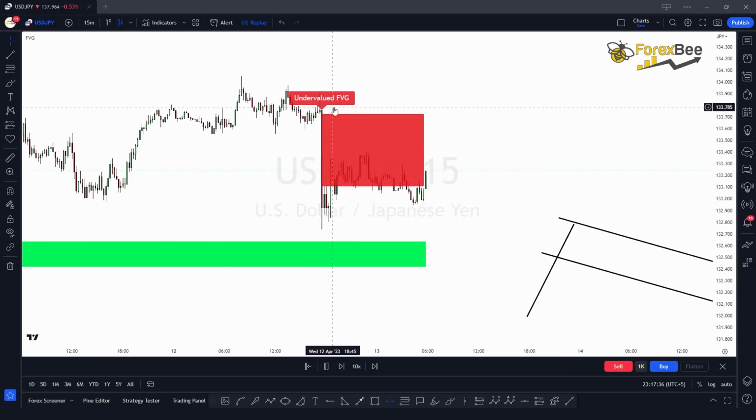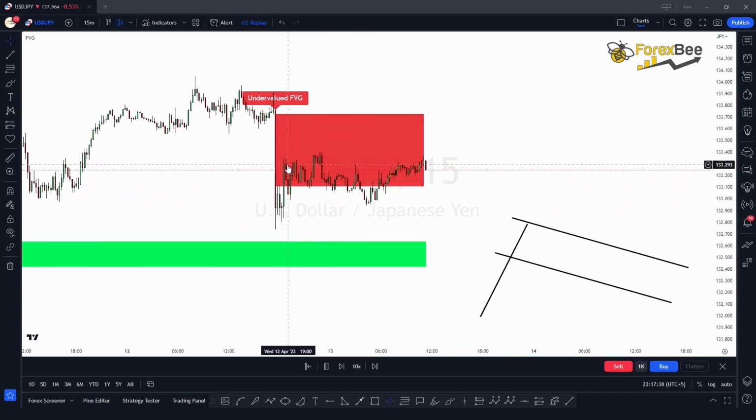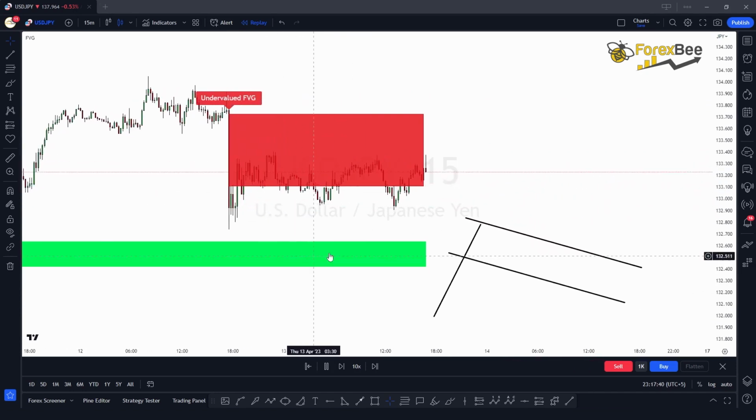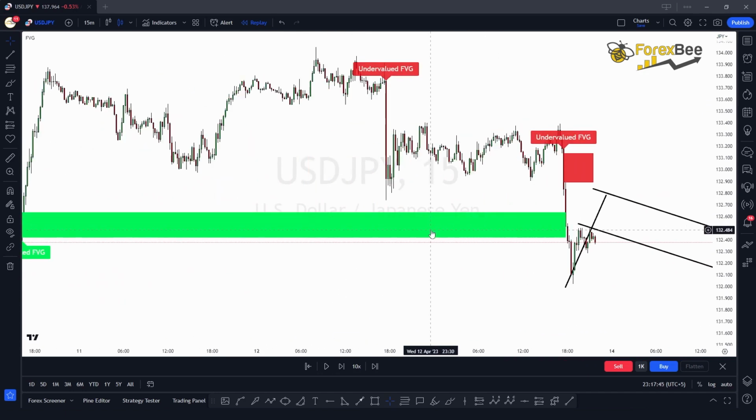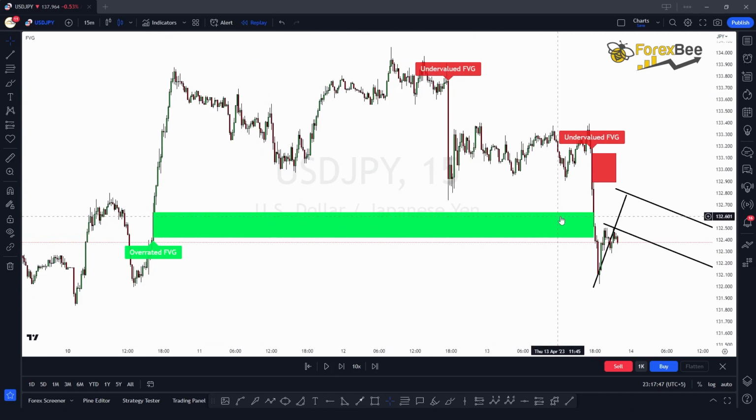And we can see the formation of another undervalued fair value gap, but this is fulfilled as soon as it's formed, and we're waiting for the market. As you can see, the market came back here. So with the formation of these swings, the market came back to this overvalued fair value gap to fulfill this imbalance that had been created.